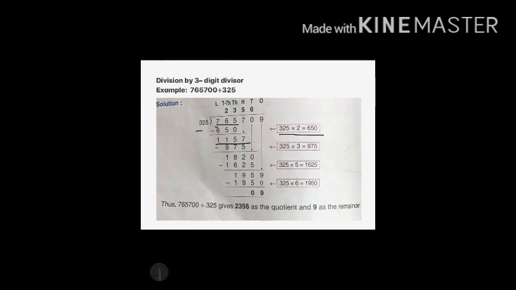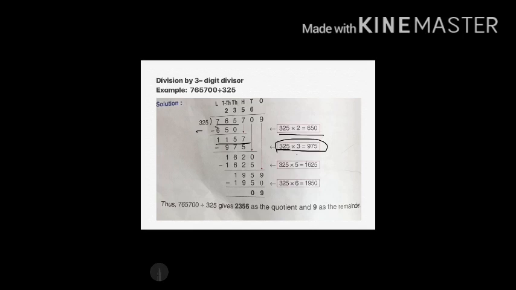Now again I will think about, look at 11 and look at 3. How many times does it go? 3 3s are 9 and 3 4s are 12, a bigger number. So I'll have a trial quotient of 3 then. So I will multiply this whole 325 with 3. So I'll get this answer. Because if I multiply it with 4, it will be a bigger number. So I'll go with 3 only.